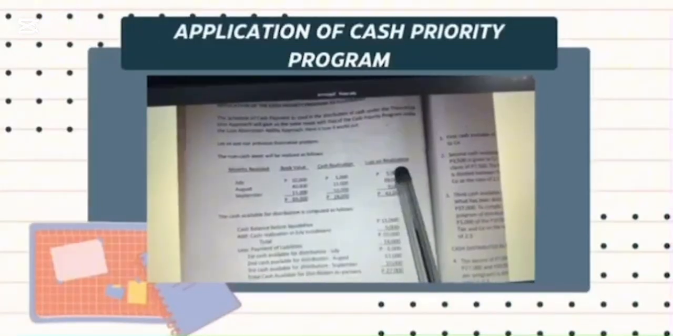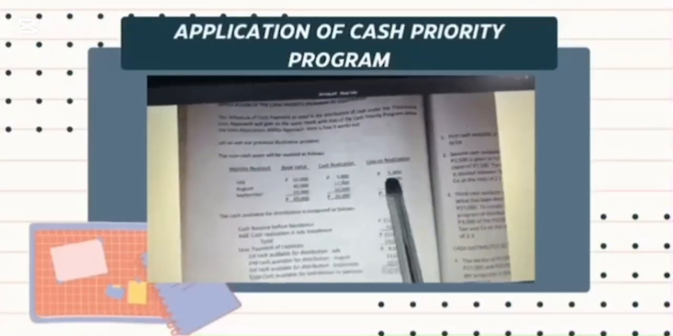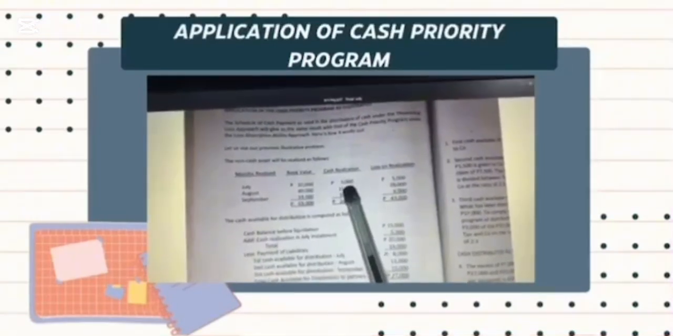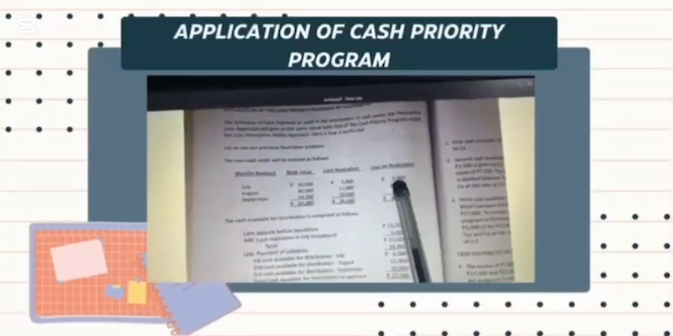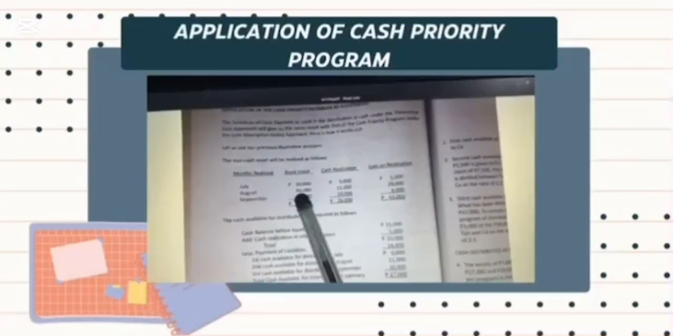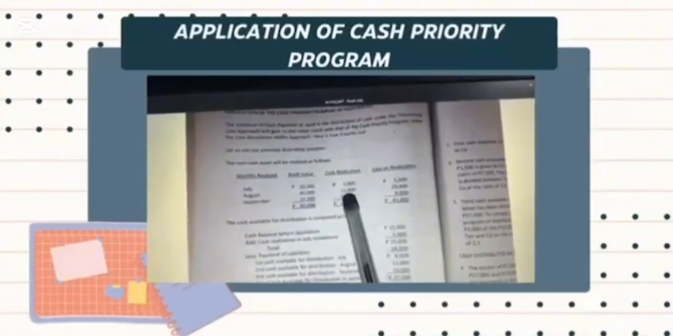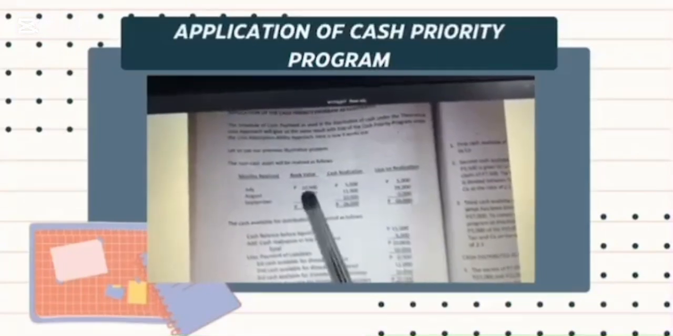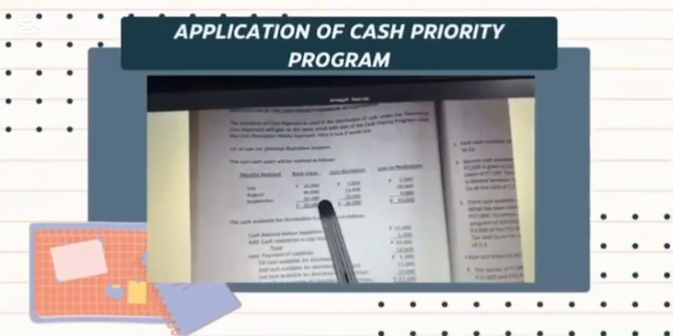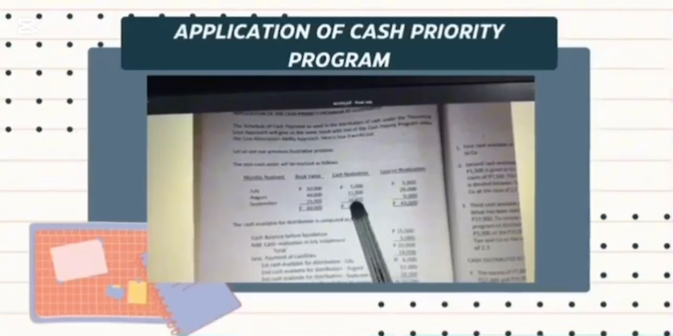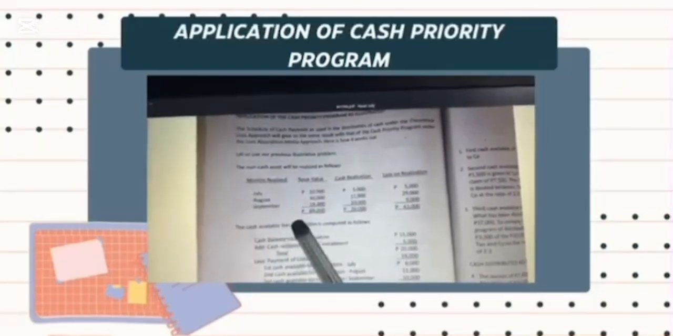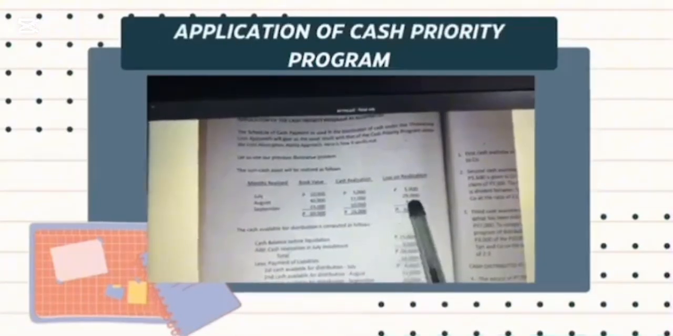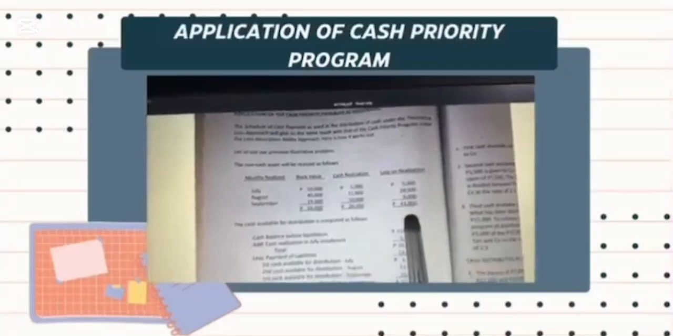So the loss on realization of July is 5,000, since the book value minus the cash realization is 5,000. August: the book value is 40,000 and the cash realization is 11,000, so 40,000 minus 11,000, the loss on realization is 29,000. In September, the book value is 19,000 and the cash realization is 10,000, so 19,000 minus 10,000, the loss on realization is 9,000. So the total loss on realization overall is 43,000.